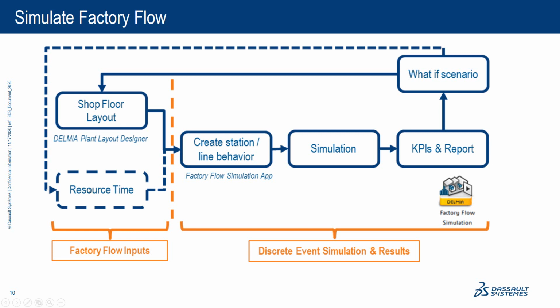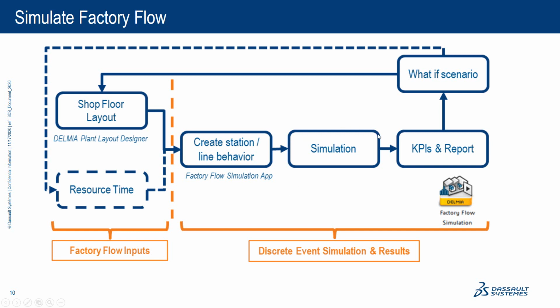And the second item is the resource time. So it's basically the operations, the processes that need to be performed on the shop floor. So it's basically step one: I need to install this product. It's going to take that much time, and I need to use an operator with the skills of an electrician, for example. So when you have those two pieces of information, shop floor layout and resource time, so what needs to happen on the shop floor, you can start to combine those two together to define the line behavior.